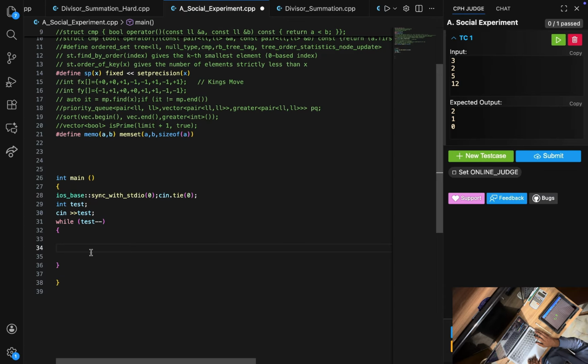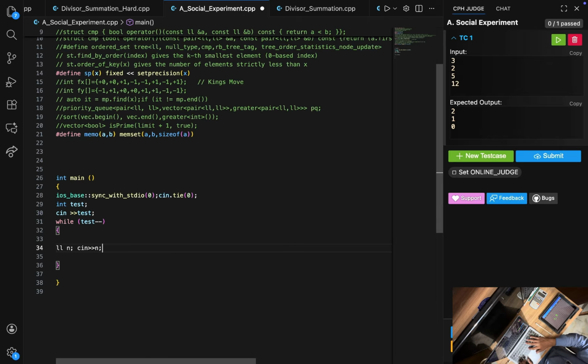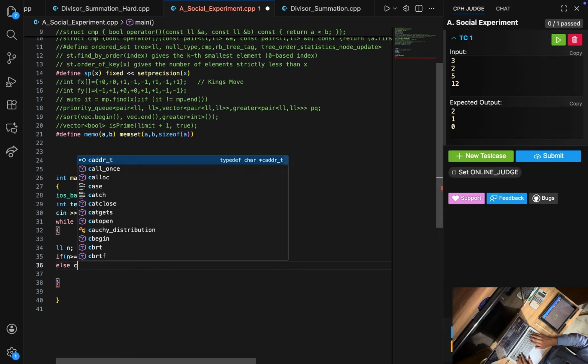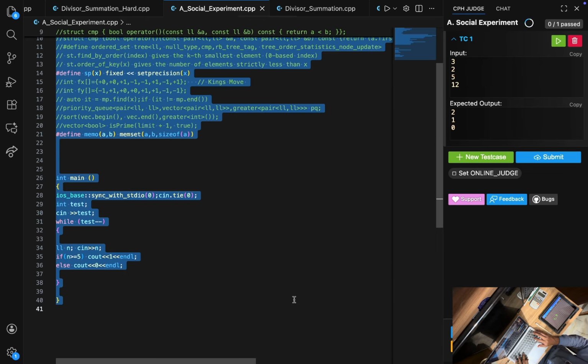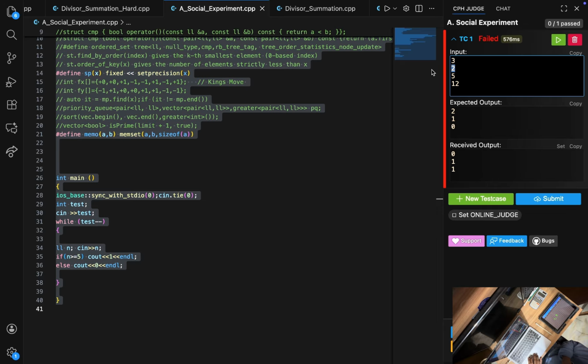it asks for the difference. If n is greater than or equal to 3, 4, 5, yeah, 5, cout 1, else cout 0. I guess it should work. There's 2 different. Oh, there's 0 group. Okay, makes sense.